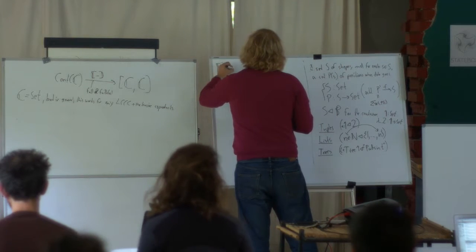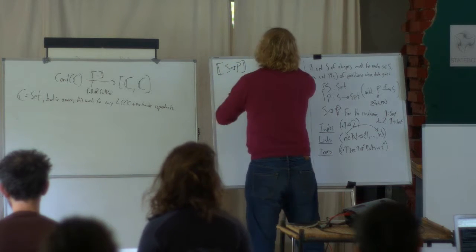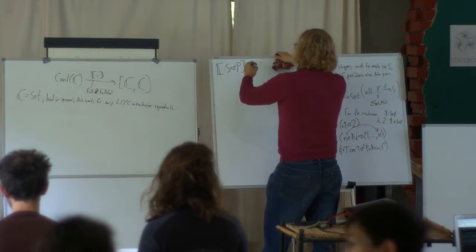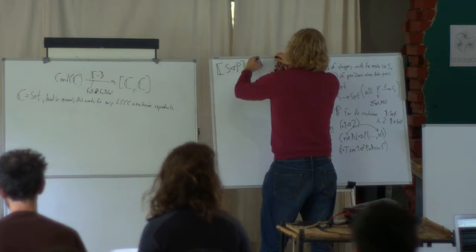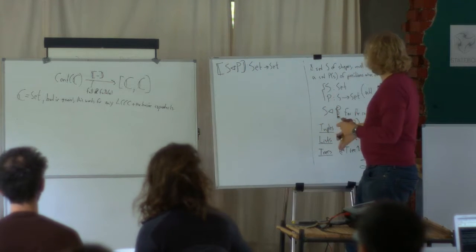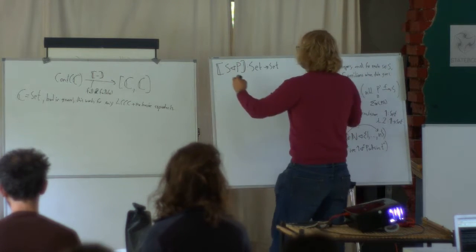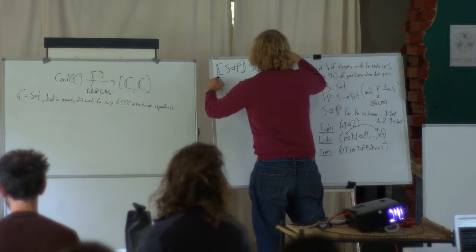So if I have a container SP, then I would like to define a functor from set to set, which should capture this intuition that we maybe hopefully have, right? So what should we do?